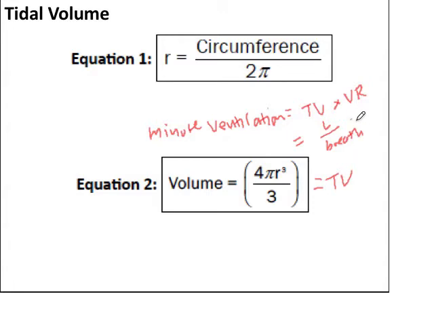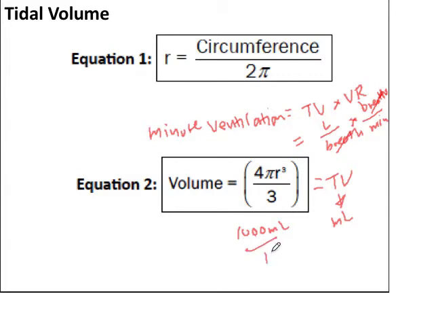Okay. And ventilation rate is going to be in breaths per minute. So the breaths will cancel and you'll be left with liters per minute as your minute ventilation. Okay. Now, very important to note, all right, that the units that we're recording the circumference in are going to be centimeters, which means that this volume is going to end up being in milliliters.